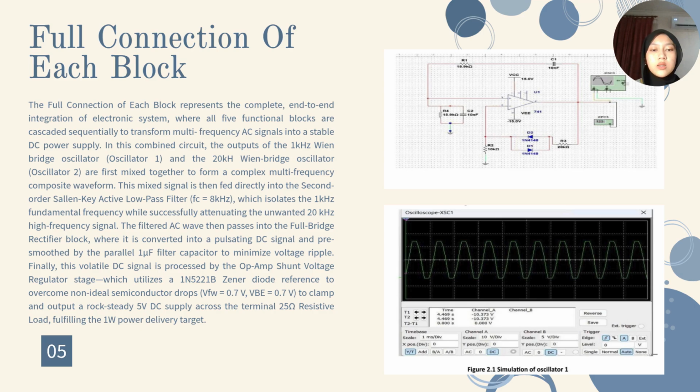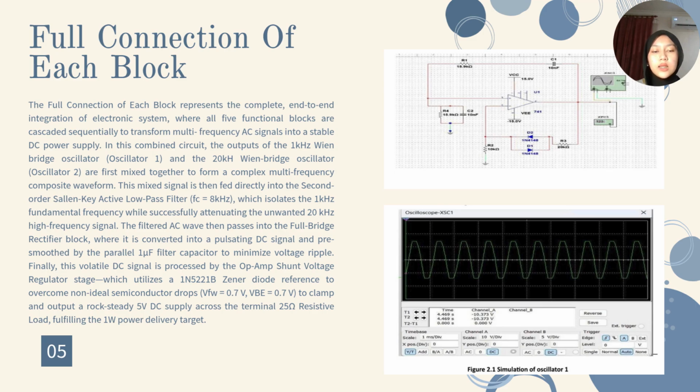And the third is the conversion stage. The filtered AC wave passes into the full bridge rectifier, converting it into a pulsating DC signal that is pre-smoothed by a parallel 1 microfarad capacitor to minimize voltage ripple. And the last, the regulation stage.